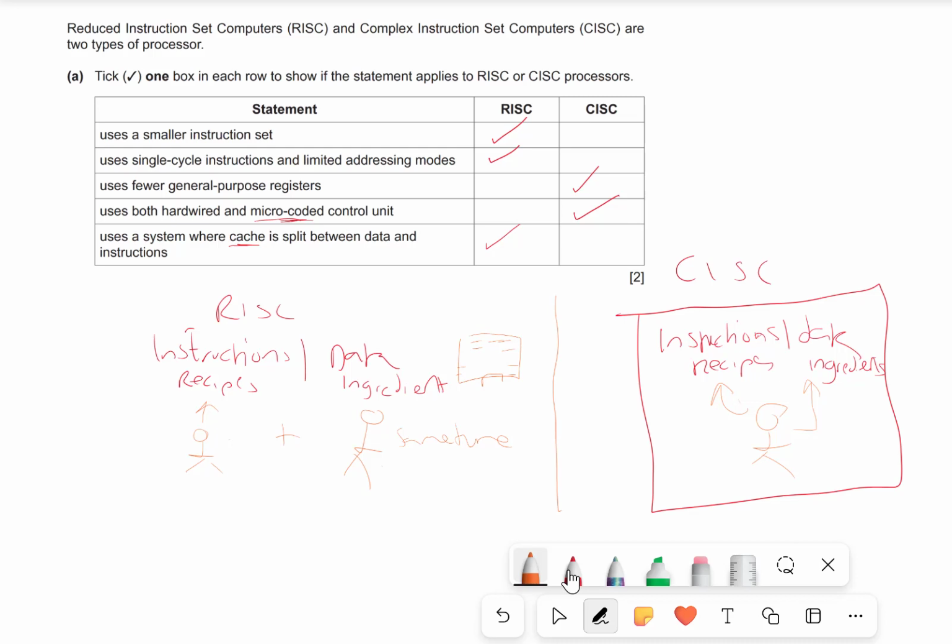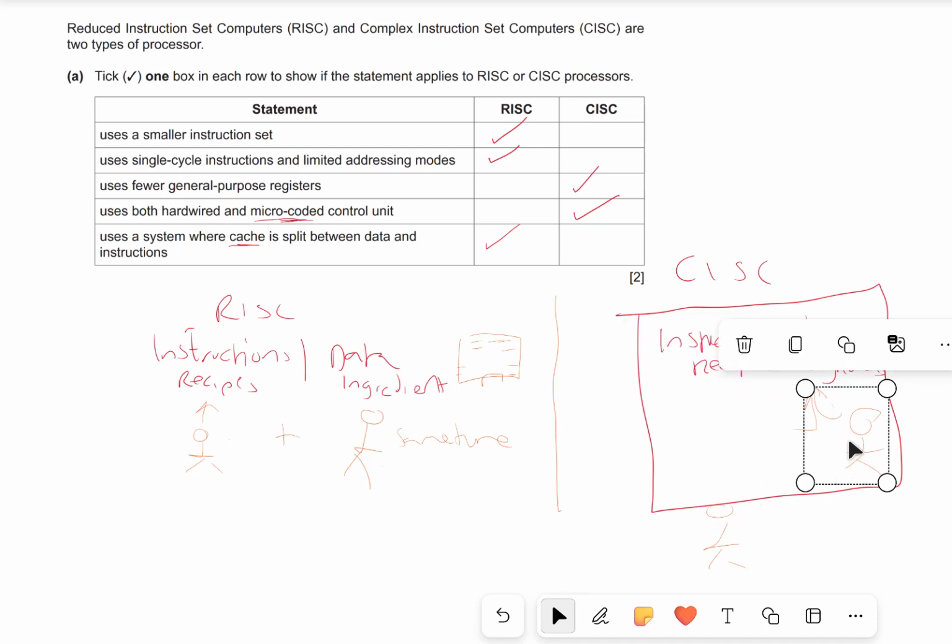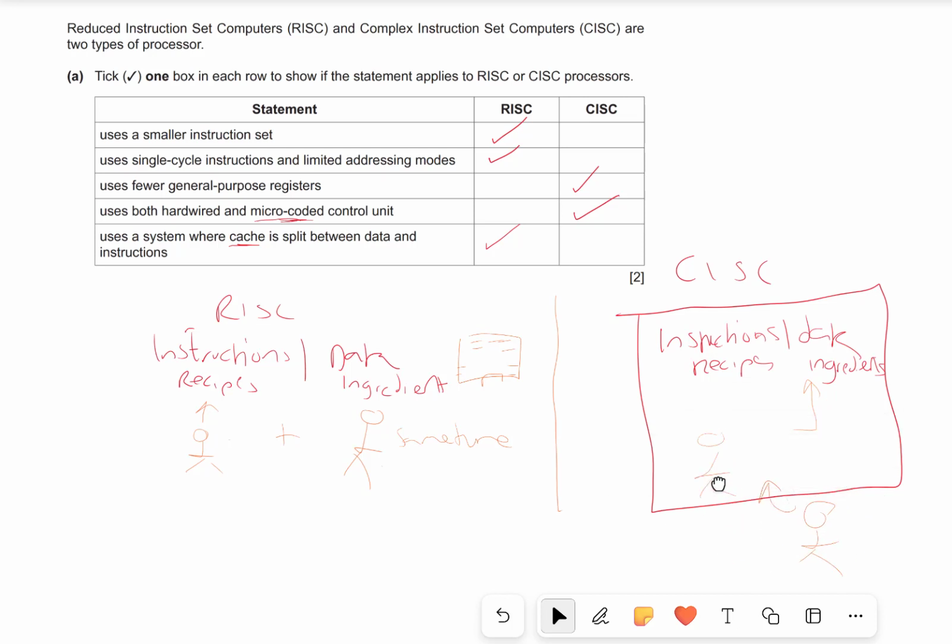If you have a situation where you've got multiple chefs working together, so you have a chef going into recipes and one going into the ingredients, remember, it's in the same room. If it's in the same room, only one of them will be able to enter this room at a time. So we have to wait until one of them's done. So if this guy wants to go to the recipes, this guy is going to the ingredients. We have to wait for this guy to leave for this guy to go in. Whereas in this situation where we're splitting the data and the instructions, it allows multiple parallel access.